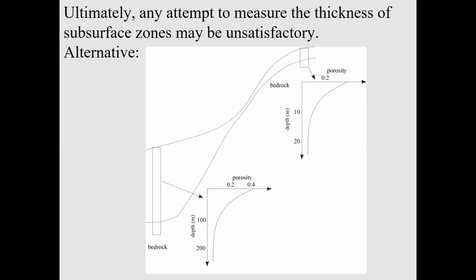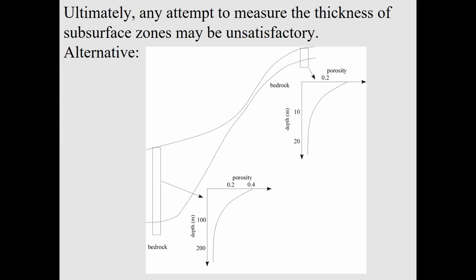So just a couple more points on that. Ultimately, any attempt to measure the thickness of these subsurface layers may be unsatisfactory. In this first attempt, what I was really trying to do is to talk about soil and then saprolite or intact regolith. But in fact, we know from many data sets that the distribution of, say, porosity and permeability, which is related to that, do have a more continuous distribution as you go from the surface to depth. So this is an alternative conceptual model that I'm working on now, of trying to characterize the variation in porosity as a function of depth.